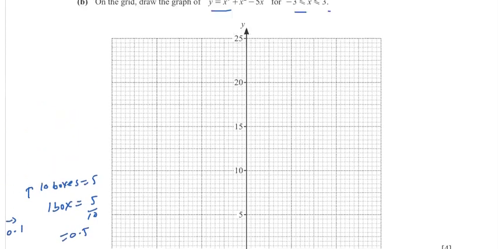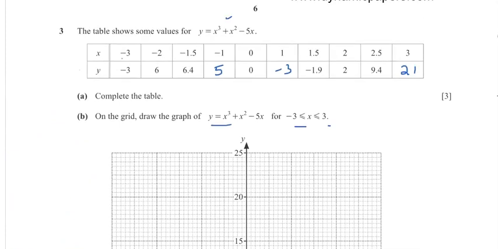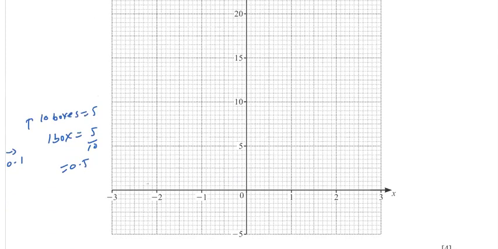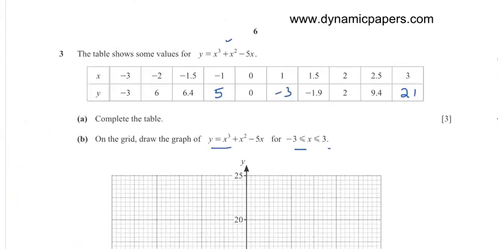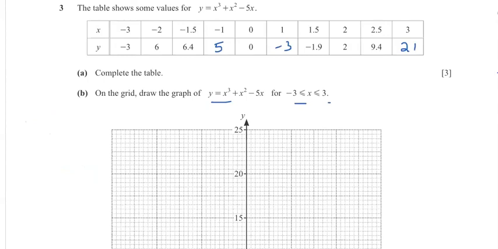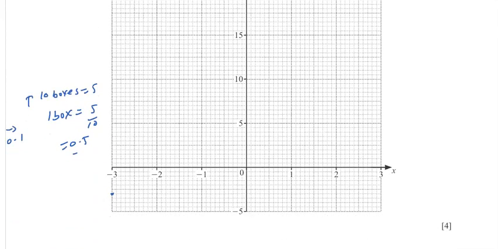Now keeping in mind the scale, let's first do minus 3. When x is minus 3, y is also minus 3. We know two boxes will make 1. So this is minus 1, minus 2, minus 3. So here we will have the first point. Then for x minus 2, y is 6. Minus 2, this is 5. So 6 will be here.